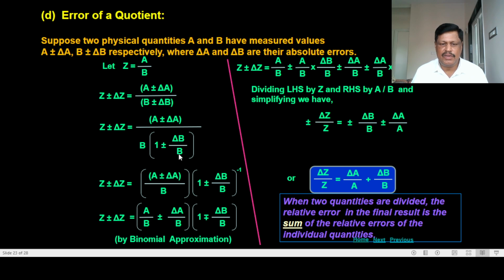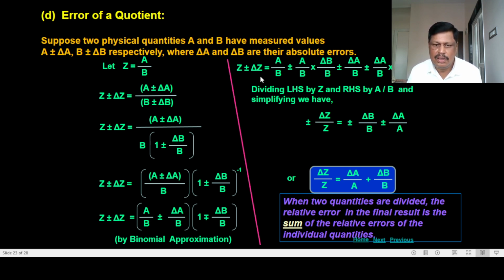So we can simplify like this: Z plus or minus delta Z is equal to A plus or minus delta A over B, and take this to the numerator, we will get 1 plus or minus delta B by B to the power of minus 1. We will get the final equation. So A by B plus or minus delta A by B into 1 minus or plus delta B by B. We can write this like this by binomial approximation.